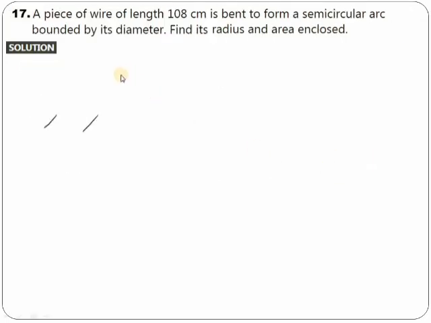Let's have another question. This is my question number 17. Let's read the question. A piece of wire of length 108 centimeter is bent to form a semicircular arc bounded by its diameter. So try and understand this case. This is also a case of wire. There's a wire whose length is given to be 108 centimeter. Now you are bending this and forming a semicircular closed boundary.